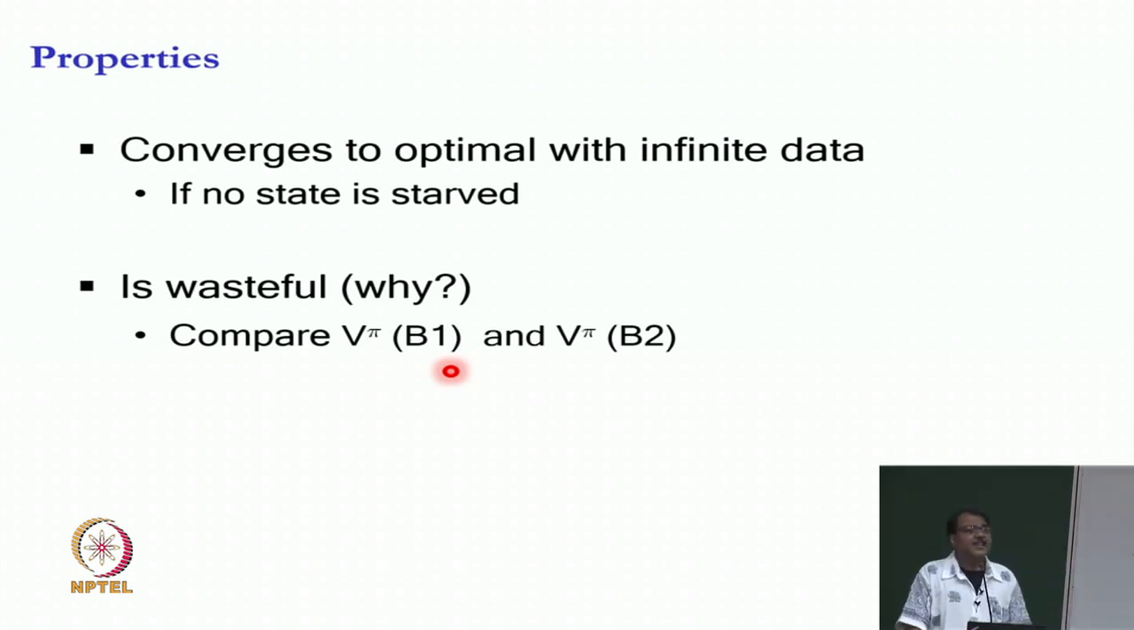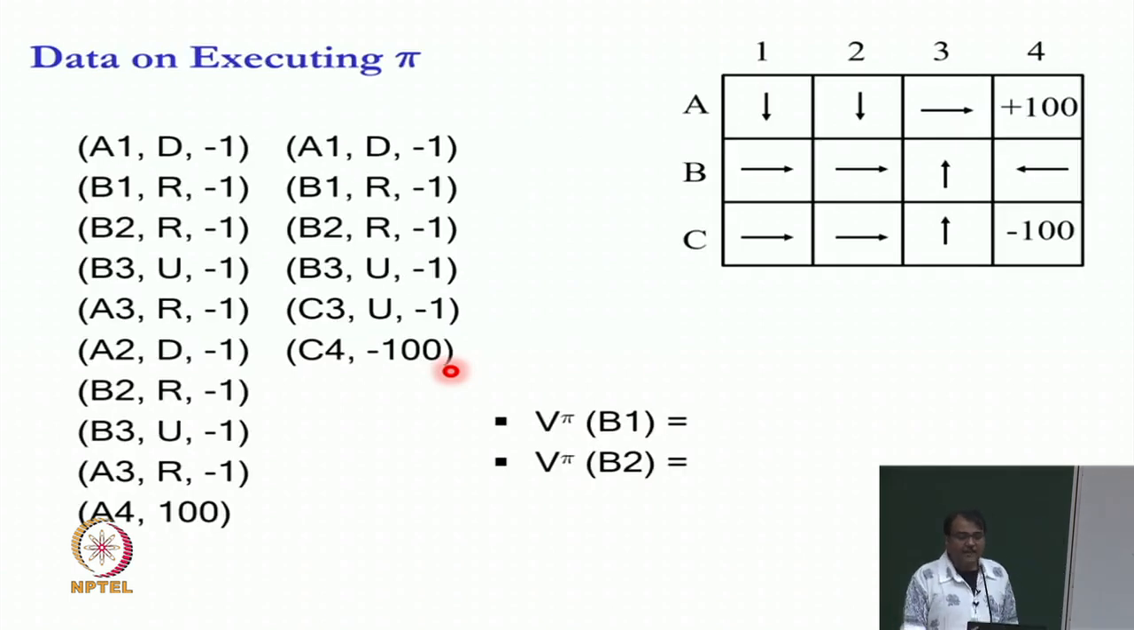And the reason it is wasteful, I mean it is easy and everything, but it is wasteful because I am directly estimating it. I am sort of ignoring the fact that these states are interlinked with each other. If you think about it, V pi of B1 was minus 6, whereas V pi of B2 was 29.